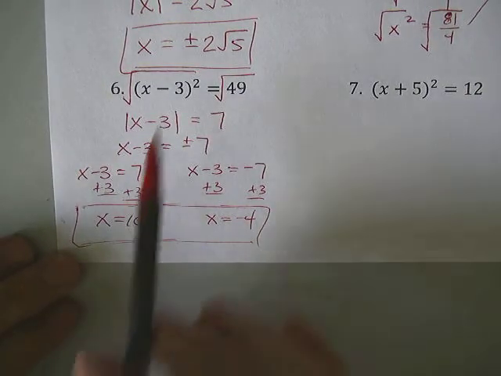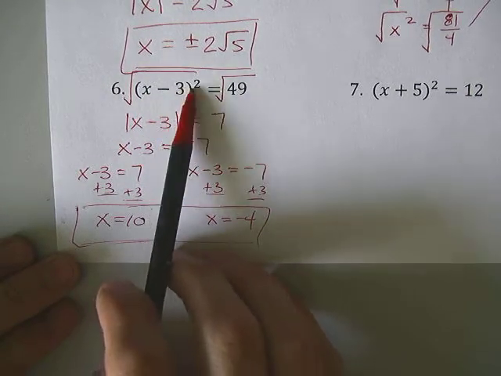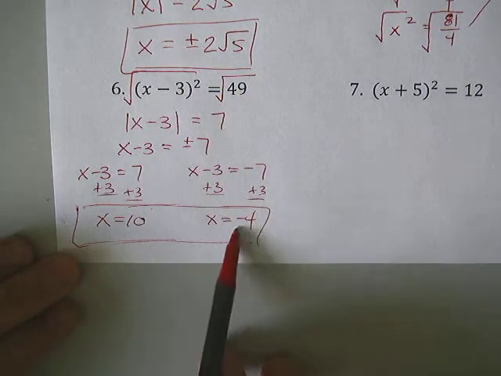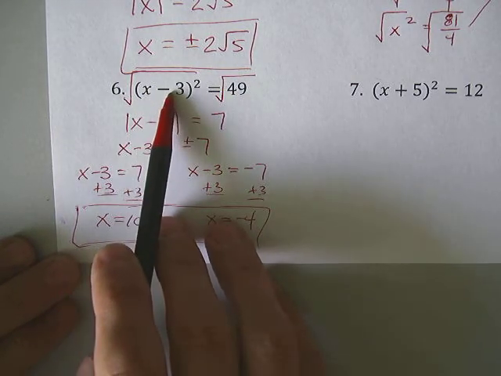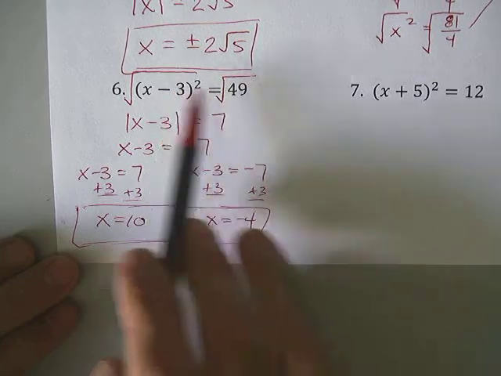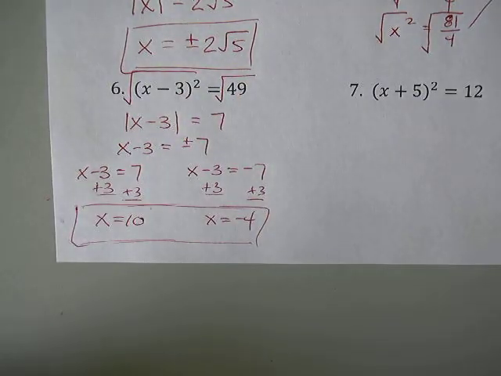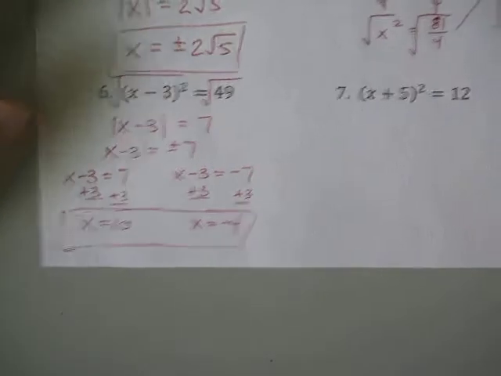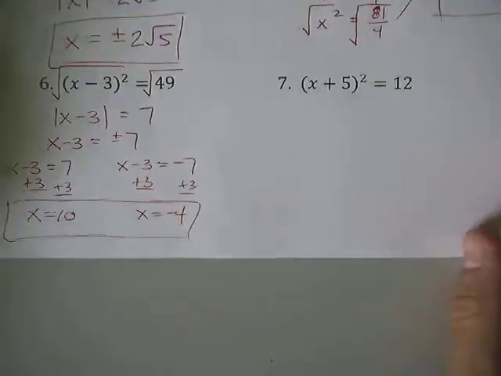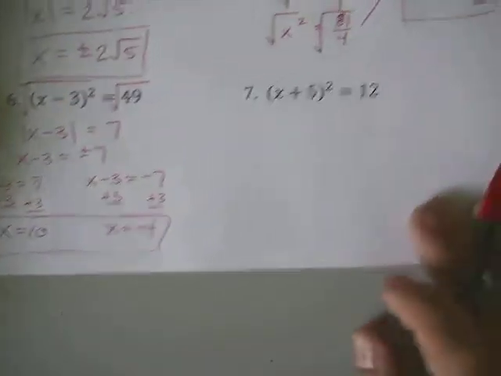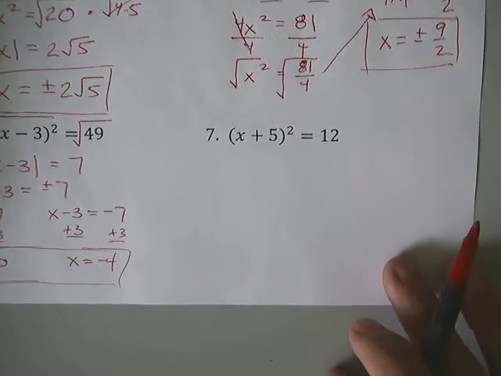So here's the example I was talking about just a few minutes ago, where we get two answers, but this time it's not just plus or minus like it was up here or any of these other ones. It's actually two different numbers. And if you were to plug this back in, plug 10 back in. 10 minus 3 is 7. 7 squared is 49. Plug this in. Negative 4 minus 3 is negative 7. Negative 7 squared is 49. So they both do work.